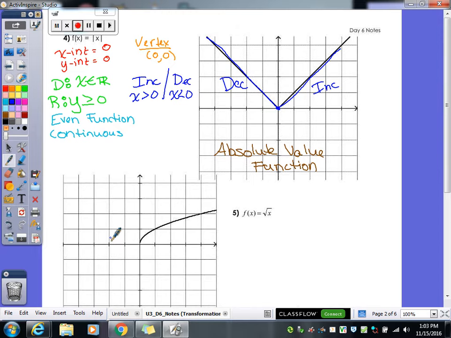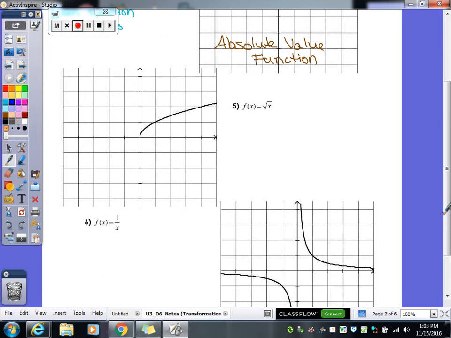All right, let's move on to the next one. What kind of function is our next one? Square root function. So we'll start going through our little list. X-intercept, y-intercept, what are they? 0. Doesn't really look like it, but it does go down and it touches the origin at 0, 0. So those are our x and our y-intercepts.